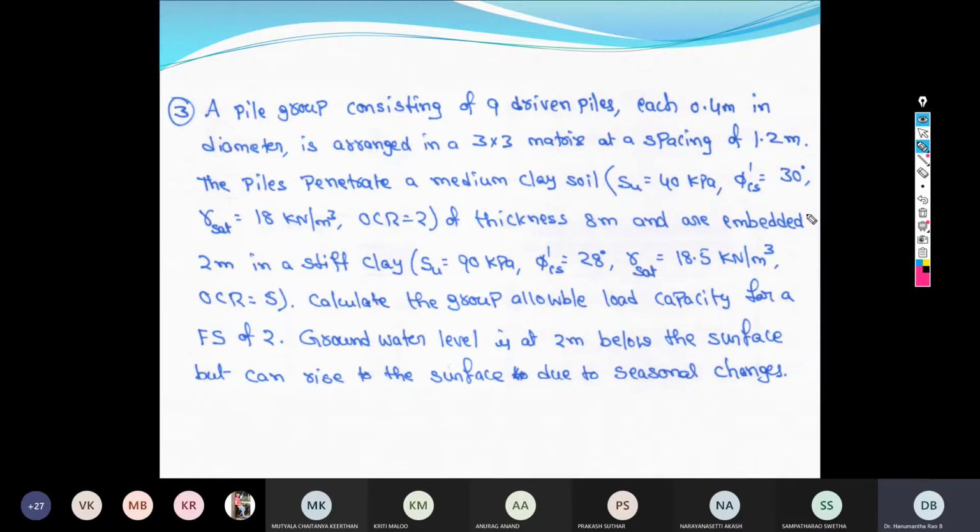So draw a pile group picture such that there are two layers, 8 meter medium clay and stiff clay of some thickness, but into which only up to a depth of 2 meter the piles are embedded. So 9 number of piles arranged in 3 by 3 group. So at any given cross section or at any elevation level, we can only see 3 piles, either in the x direction or in the y direction. We can only see 3 number of piles. Pile spacing is 1.2 meter.